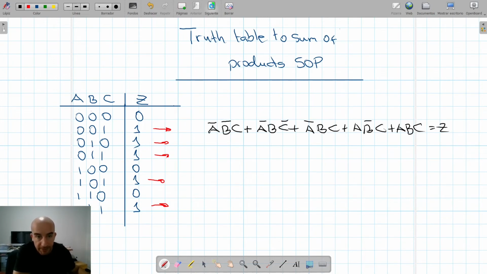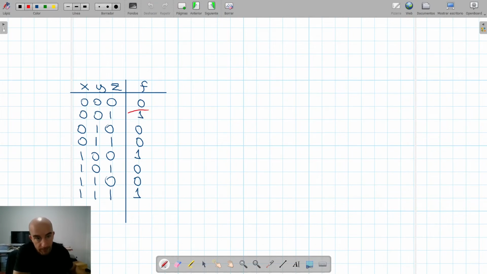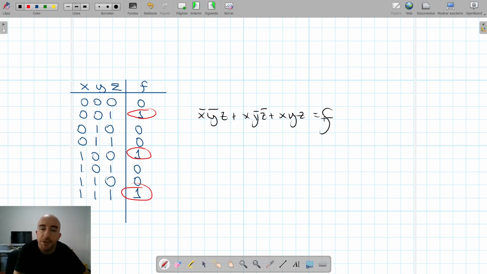Let's look at another example. We have 3 sum of products, xyz plus xyz plus xyz, and I'm going to negate the ones that are 0. So x and y here, y and z in the other one, and none in the other one. So this is the sum of products.